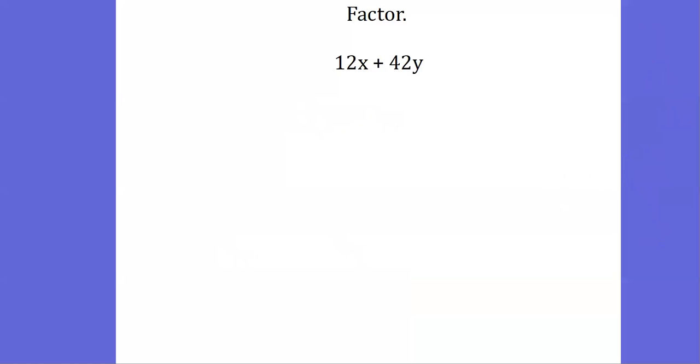Let's take a look at one more for this video. We have 12x plus 42y. So what is my largest number that would evenly divide both of these? And you might have to think about it a little bit. Maybe think through your factors of 12.